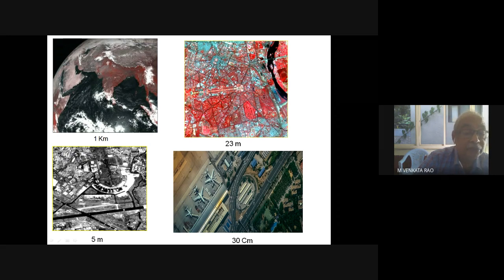This is a 5-meter resolution, where you start seeing the airport runway clearly, including the markings. Some aircraft are parked here. This is the image you can see at 5-meter resolution. This is a 30 centimeter resolution, where you can see even cars, vehicles, buses, etc. So this is the spatial resolution, we call it. This is a very high resolution. This is a low resolution image. This is a high resolution image.